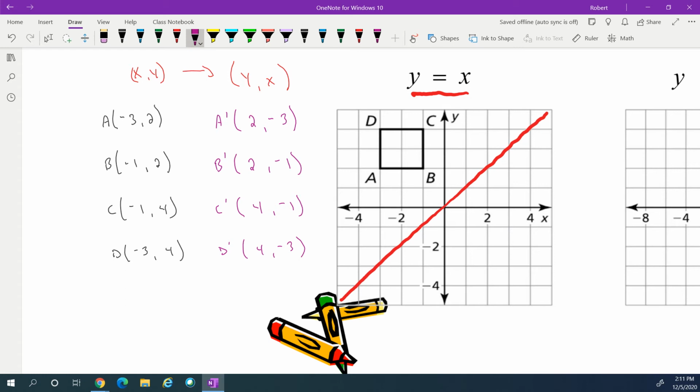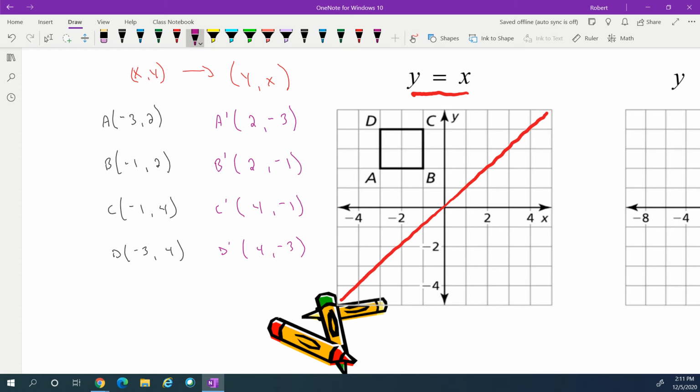Now, in that video, the mashup video, they showed you how to do it by counting. But the end result is follow the rule. The rule for y equals x says take your x and y and just switch them, make it yx. So that's what we did.